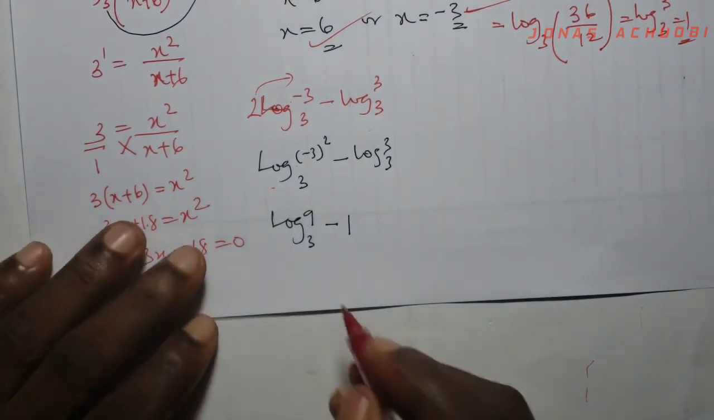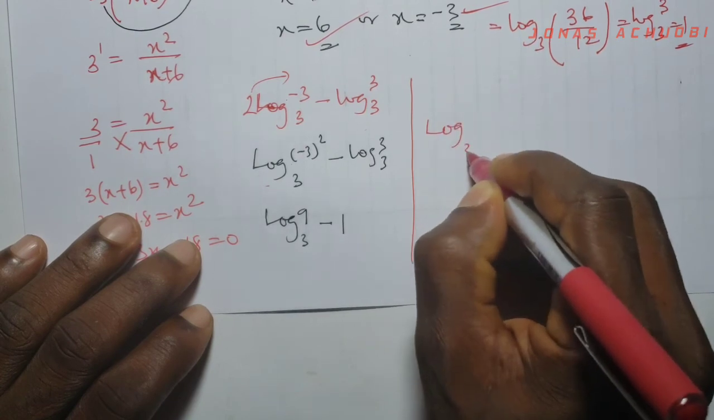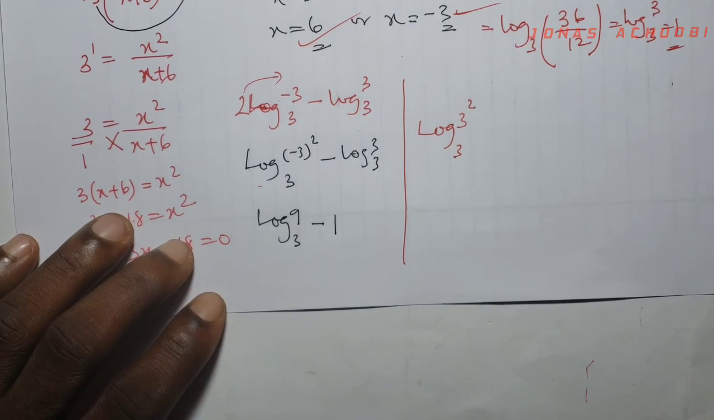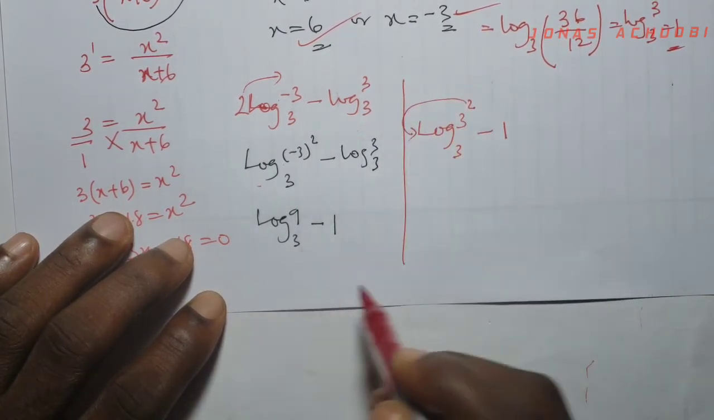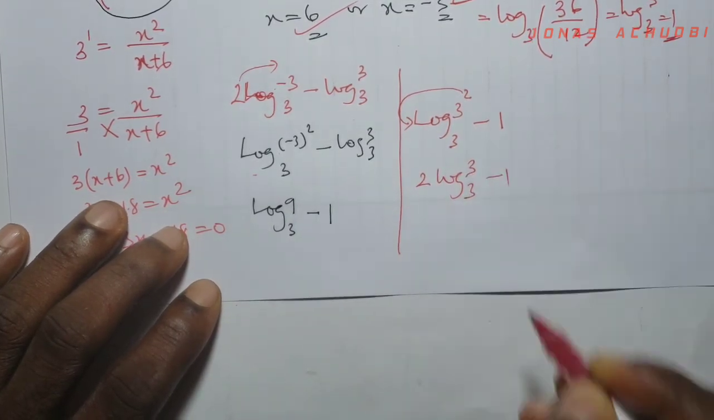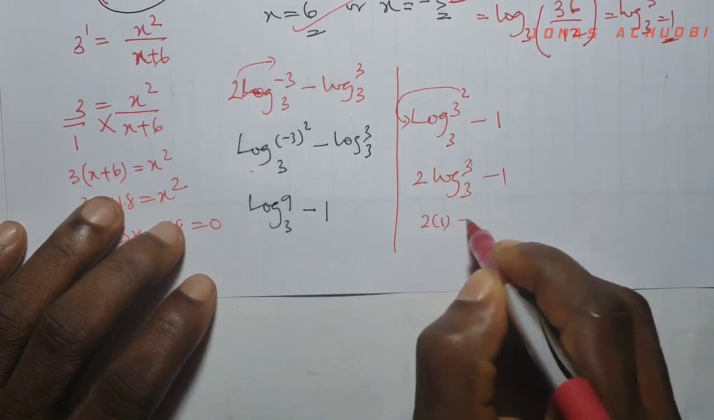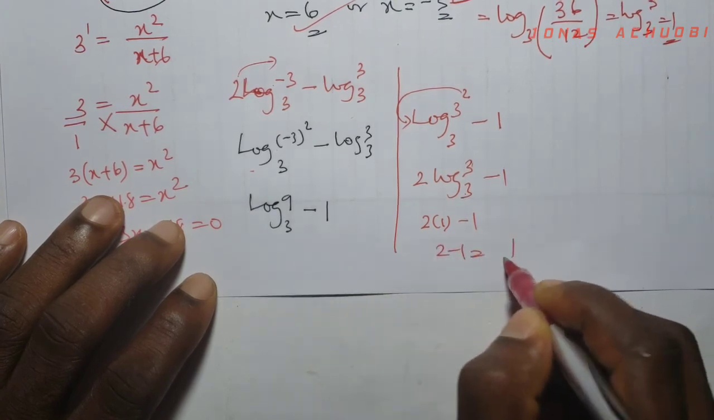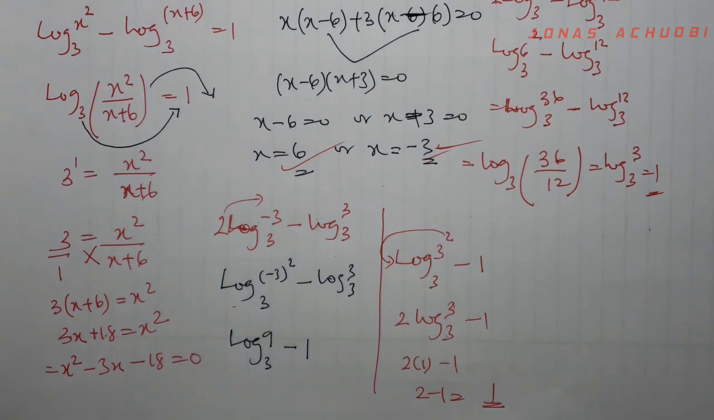That being the case, we can simplify this further. We have log base 3, and 9 can be written as 3 squared, minus 1. By the power law again, this 2 can come over this way, and that becomes 2 log 3 in base 3 minus 1. And once again, log to the same base is 1. So that is 2 times 1 minus 1. 2 times 1 is 2, minus 1 is 1. So once again, x equal to minus 3 is also a solution.